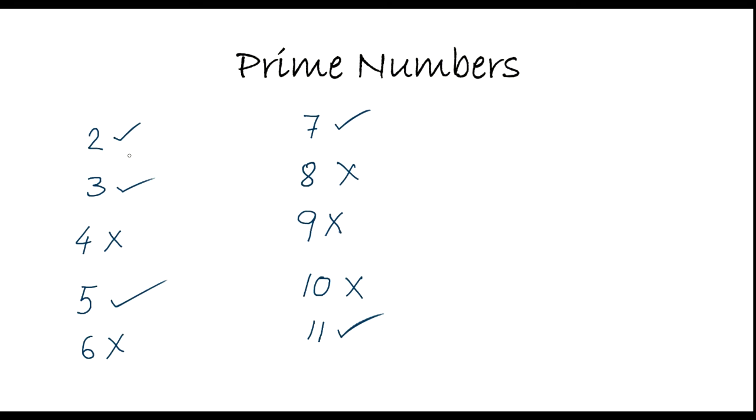And very important thing is all the odd numbers are not prime numbers. Be careful. And 1 is not a prime number. Prime number starts with 2. The smallest prime number is 2 and 2 is the only even prime number.